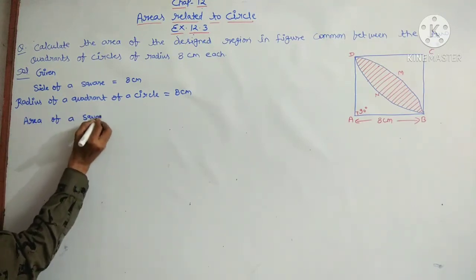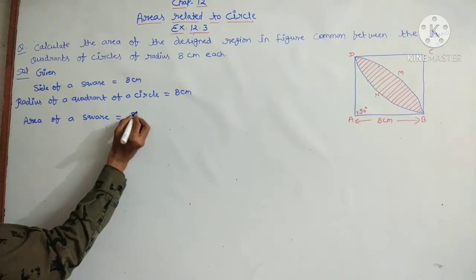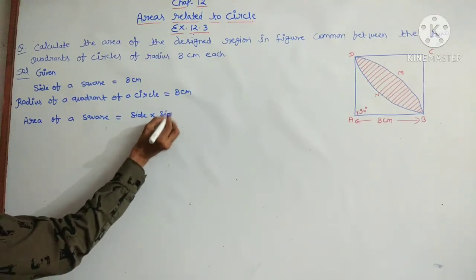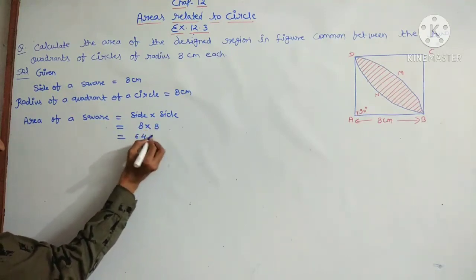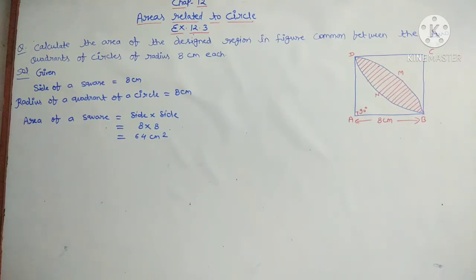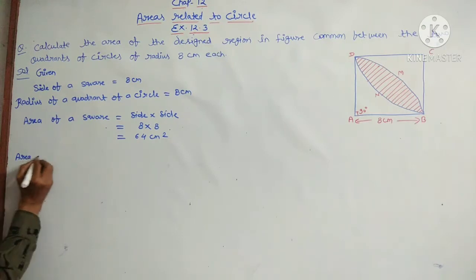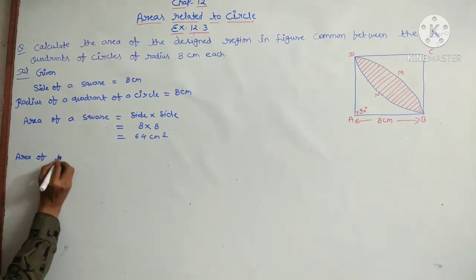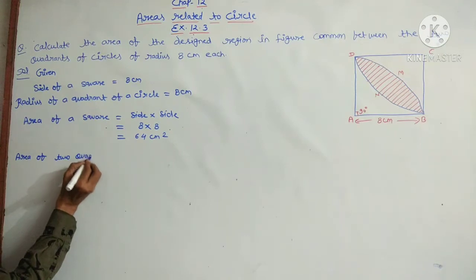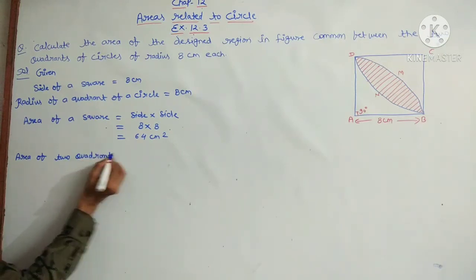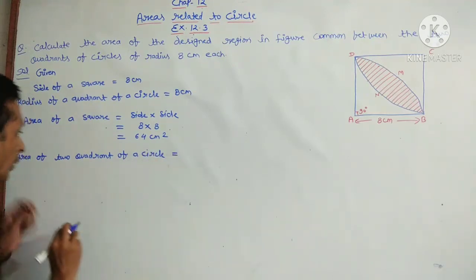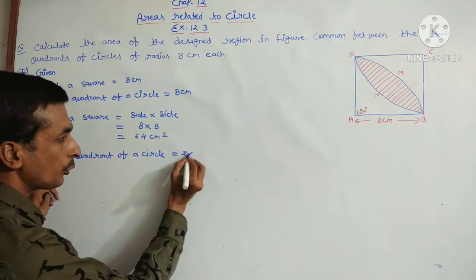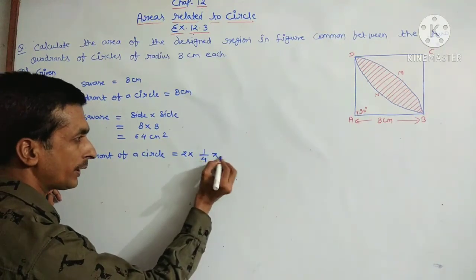First of all, we will find the area of a square. What is the formula? Area of a square is side into side. What is the side here? 8 into 8, which is 64 centimeter square. The second one, we have to find the area of two quadrants of a circle. The number of quadrants is 2. So 2 into 1 upon 4 pi r square.